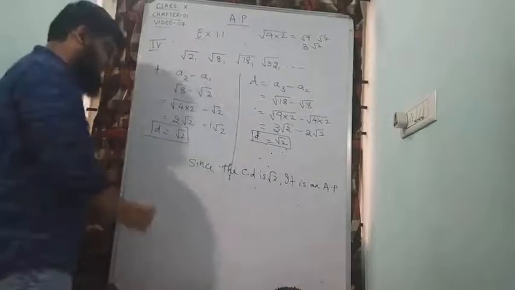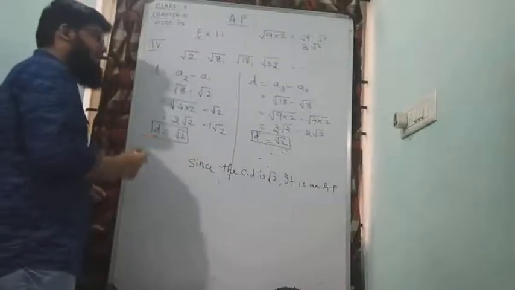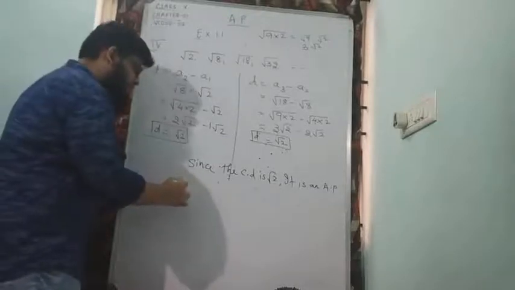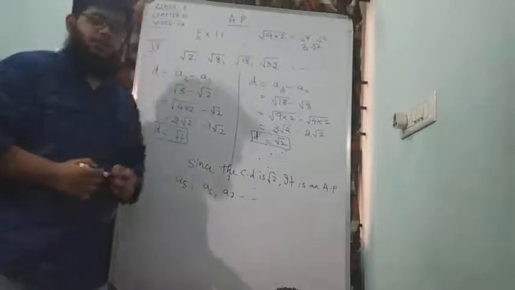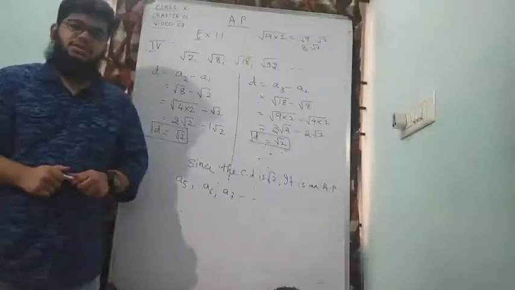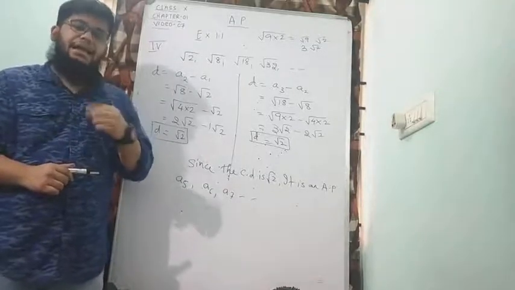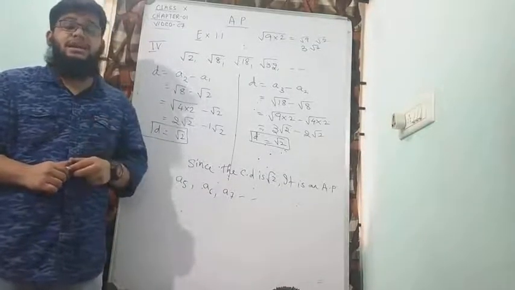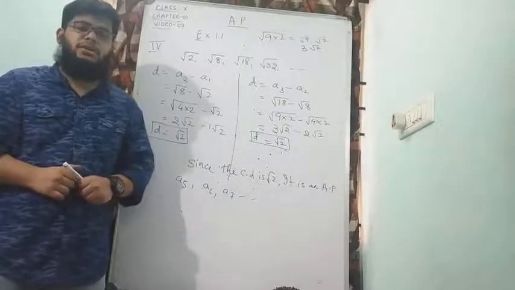Once this is an AP, what are we supposed to find? A5, A6 and A7. So that I will leave up to you. Please find out A5, A6 and A7 as your homework and tell me what will be the solutions. So this brings us to the end of first exercise, and this has helped us to identify what are the basic things that we need to understand in arithmetic progression.